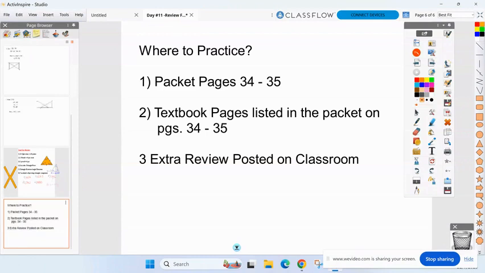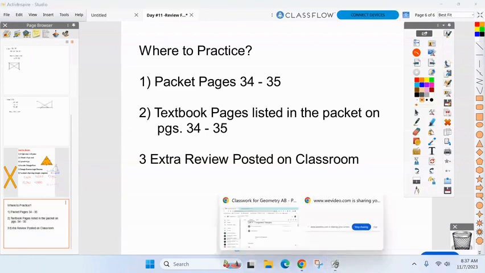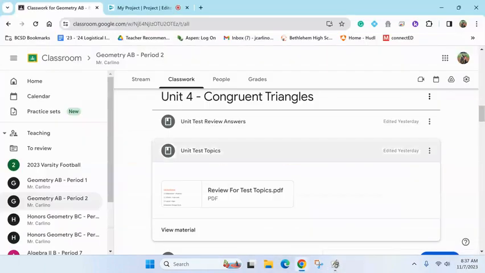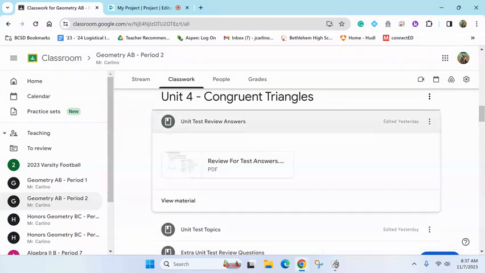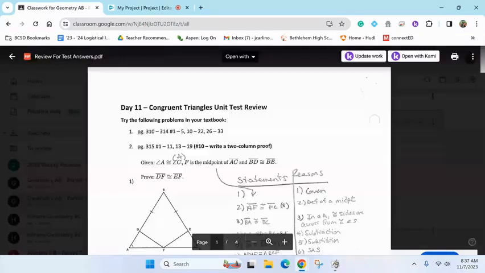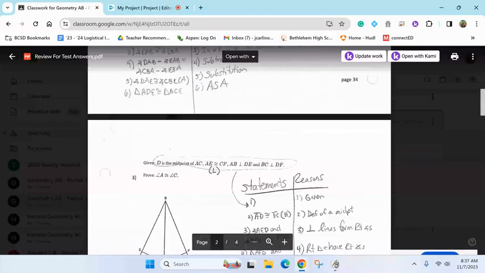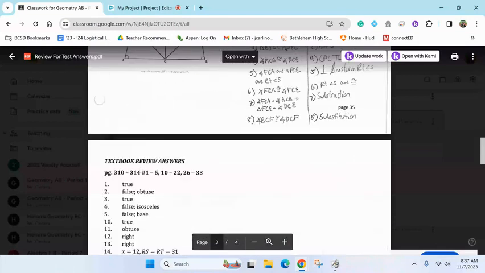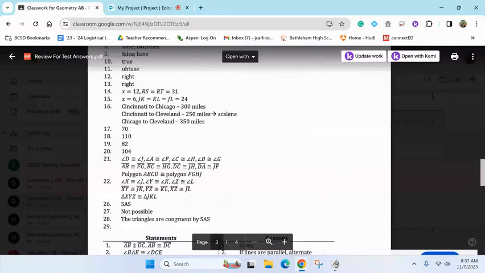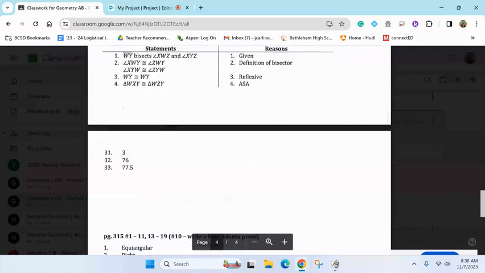All the answers to these are on Classroom. Everyone go back to Classroom. We shouldn't be working on anything in the packet. You have plenty of time. Go back to Classroom for the classwork for me. Everyone see unit test review answers. That's where you can find the answers to those 4 proofs in your packet. So here are my answers to the 4 proofs, and then all the answers to the textbook are all there on Classroom.